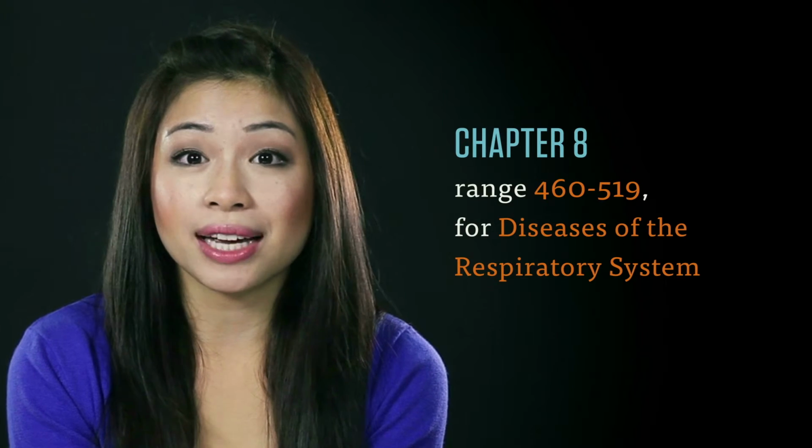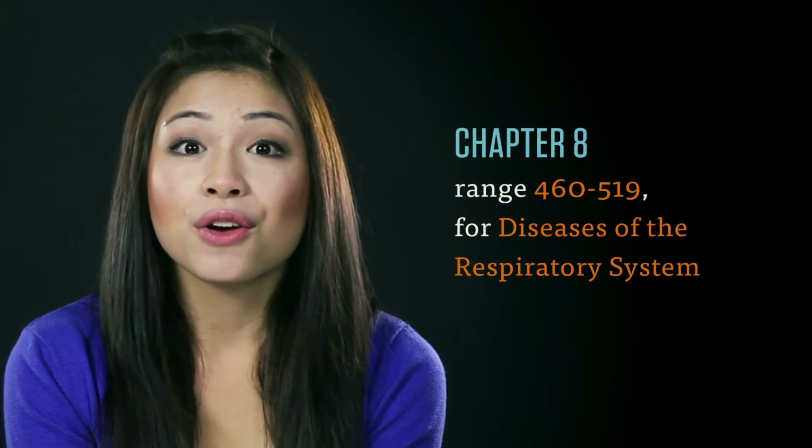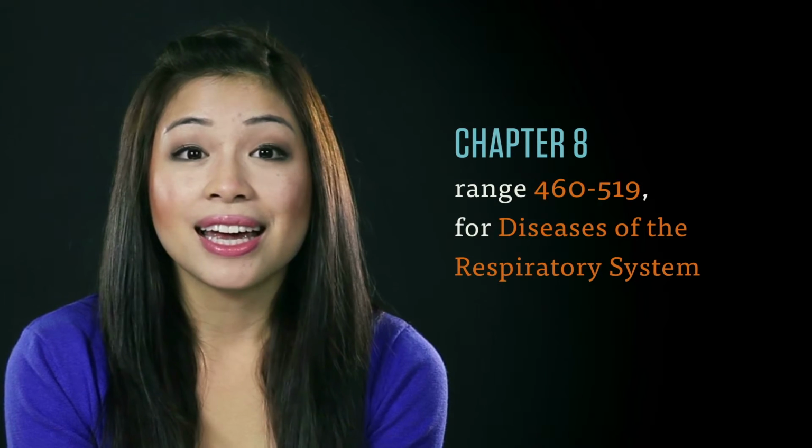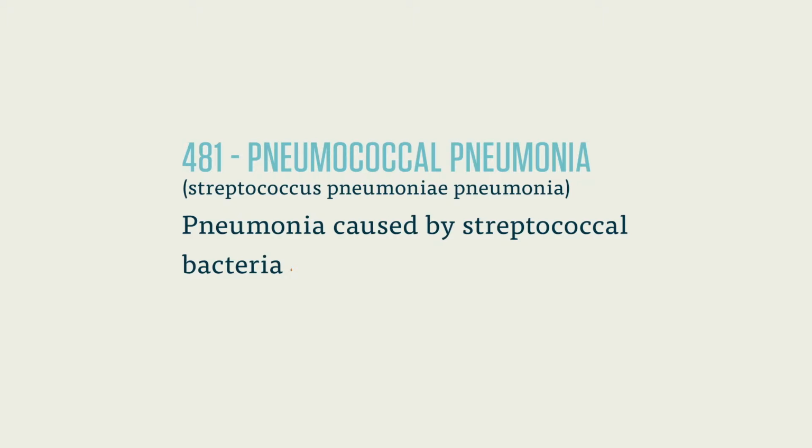So, in order to get to the proper diagnosis code, we turn to the ICD-9-CM manual. We turn to Chapter 8 in the range 460 to 519 for diseases of the respiratory system. In that section, we'd find 481, pneumococcal pneumonia, Streptococcus pneumonia, which is the code we're looking for. Pneumonia caused by streptococcal bacteria. In this case, there are no subcategories or subclassifications. 481 is our diagnosis code. Bear in mind that you could also just look up Streptococcus pneumonia in the alphabetic index of ICD-9-CM. We're taking the long route for the sake of instruction.